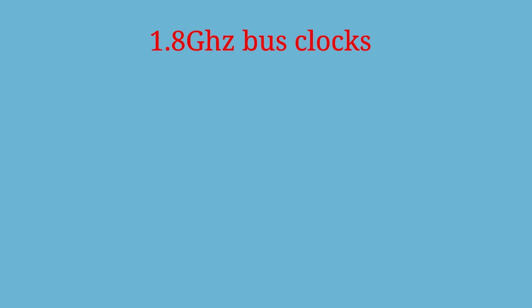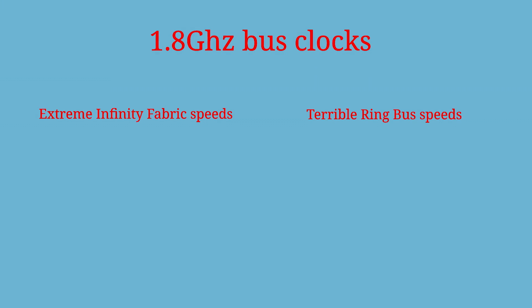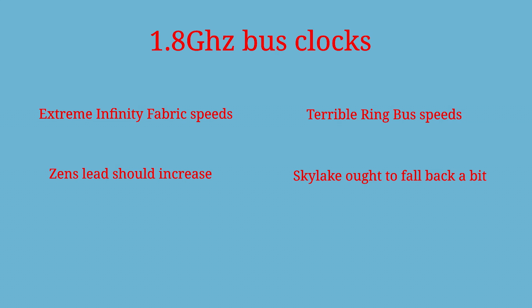In this test then, surely if I could clock the Infinity Fabric to an unheard of speed and chop down the ring bus to a pretty low speed, then we ought to see a little more performance on the Zen CPU and a hit to the Skylake CPU, and that's what we've seen here.